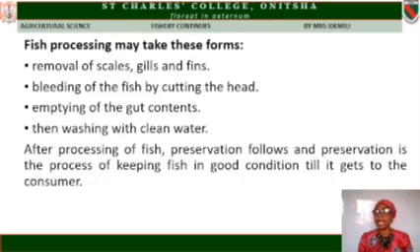Fish processing may take any of these forms: the removal of scales from the body, the removal of the gills from the head, and then the fins, bleeding of the fish by cutting off the head, emptying the guts, contents, and everything therein, then washing the fish with clean water. After processing of fish, preservation follows. And preservation is that process of keeping fish in good condition till it gets to the final consumer.